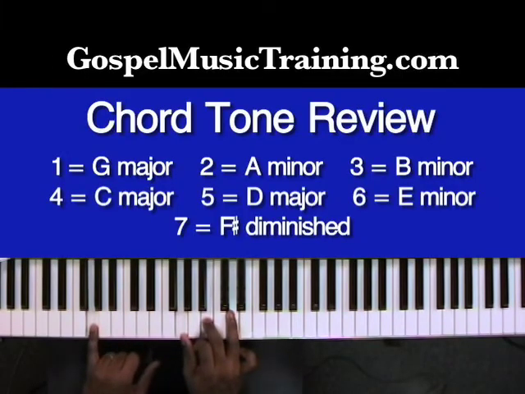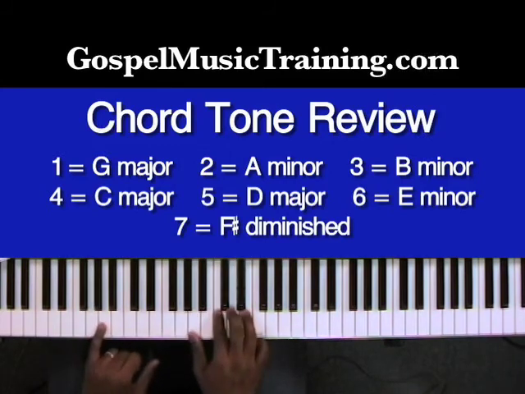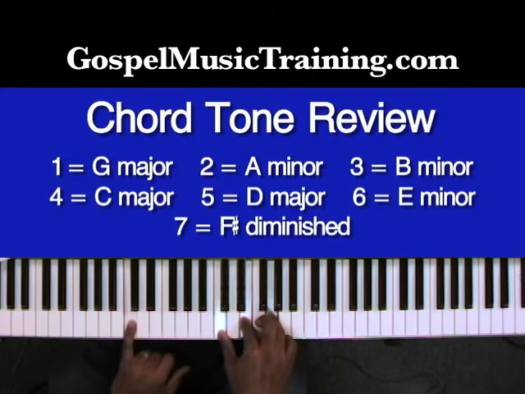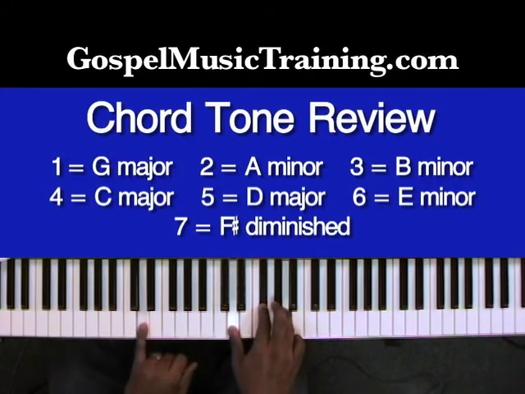How do I take this to a new key? Let's go to the key of G. Bam, I just take every other note of the scale. So off of the first tone, that's a G major. Off the second tone, that's an A minor. Off the third tone, that's a B minor. Off the fourth tone, that's a C major. Off the fifth tone, that's a D major. I'm just taking every other note of that scale.